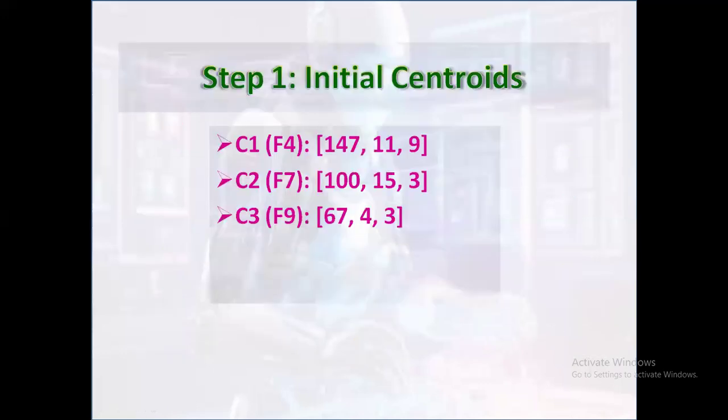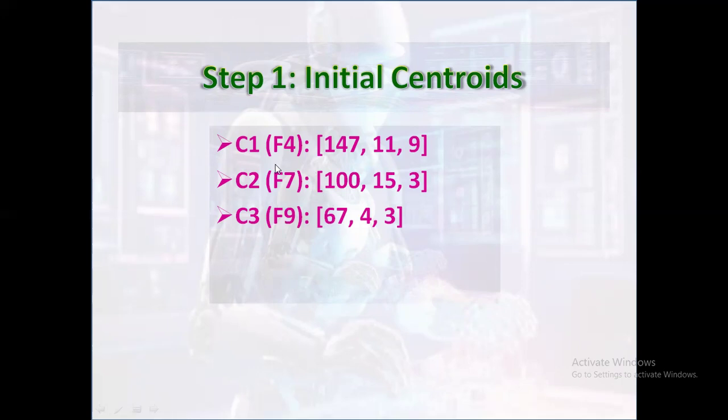So in this case, we first have to find the initial centroids. In the first step of k-means clustering, we manually select 3 initial points as centroids, also called seeds. What are the seeds? F4, F7 and F9 from the given data. These serve as reference points for measuring how close or far other foods are. In this case, C1 is initialized as F4, Matar Paneer, with coordinates 147, 11, 9. C2 is initialized as F7, Besan Curry, with coordinates 100, 15 and 3. And C3 is initialized as F9, that is milk, with coordinates 67, 4 and 3.